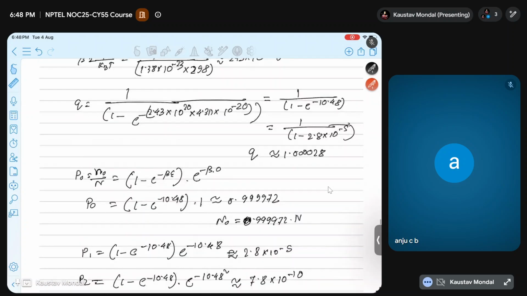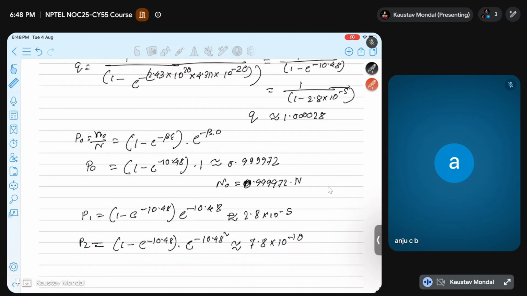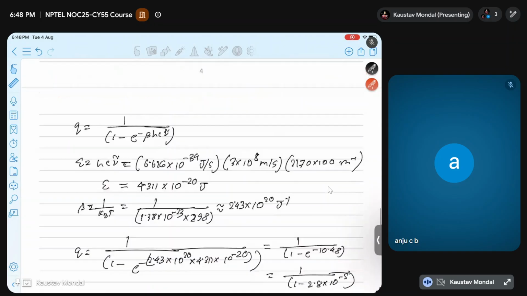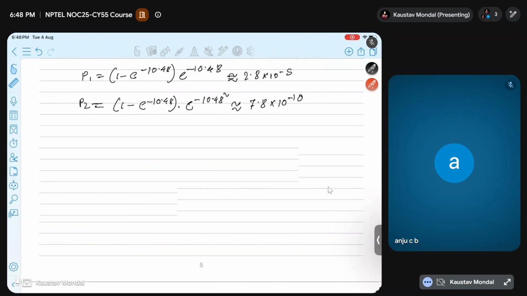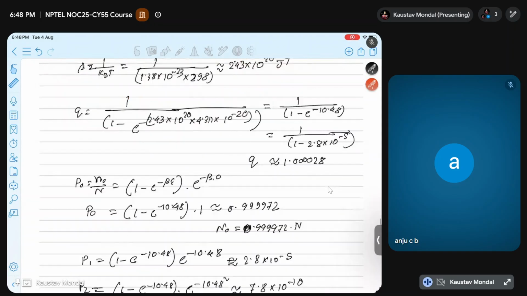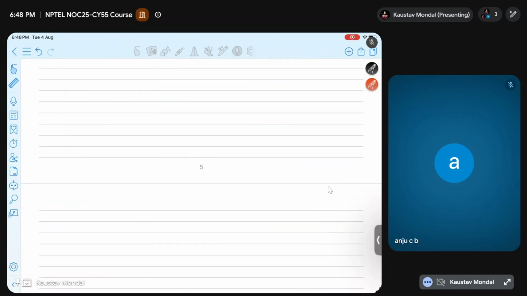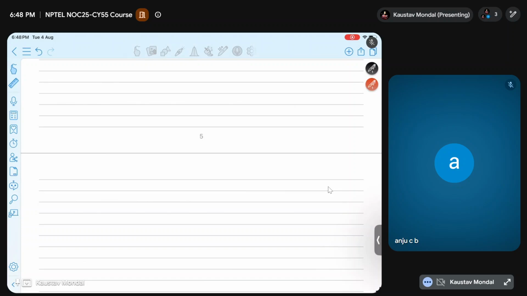So this is the way you can calculate for a real system. You can easily calculate the distribution of particles in each of the energy levels using this formula, which is for uniform energy ladders. So the next problem is a similar type of problem.